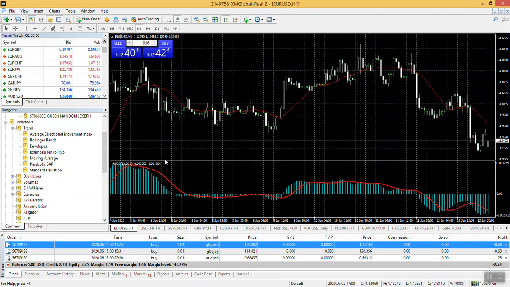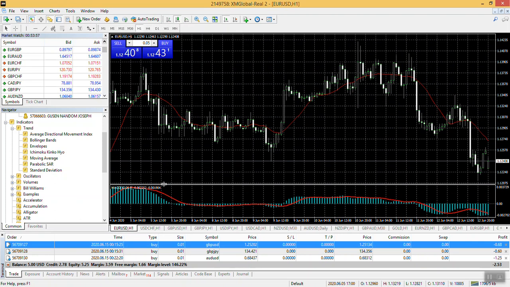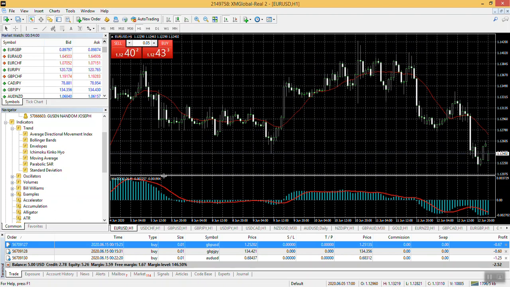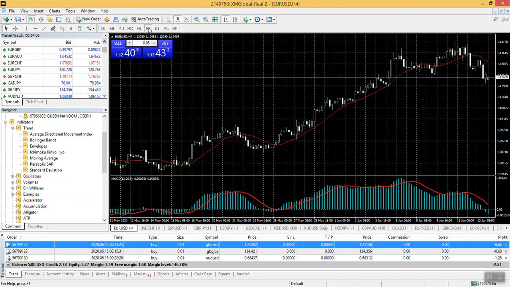Let's see if there are trends. Sometimes in a market there is no trend, but the most important thing here is to identify a trend and to trade it. So look at 4 hours.